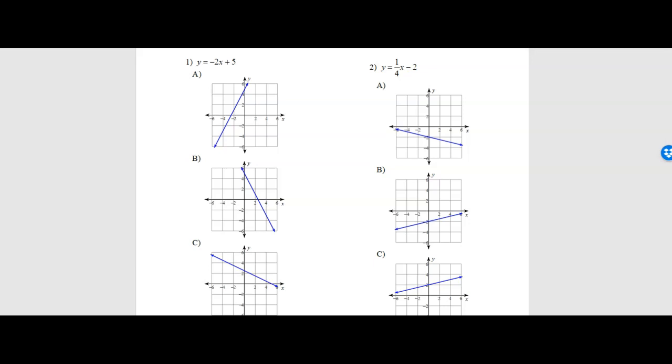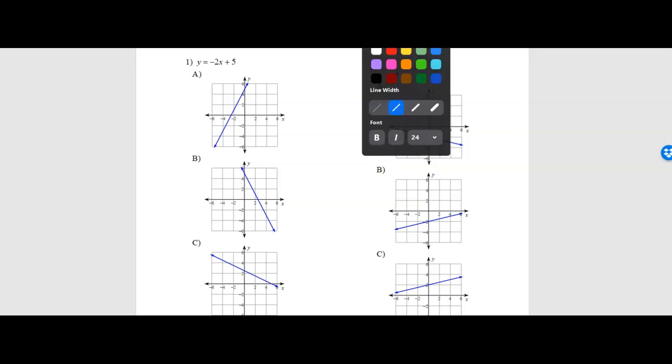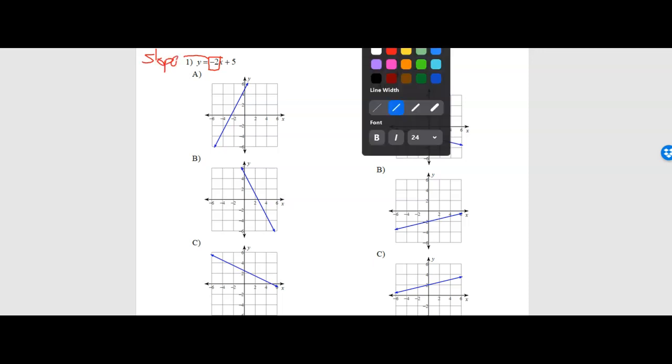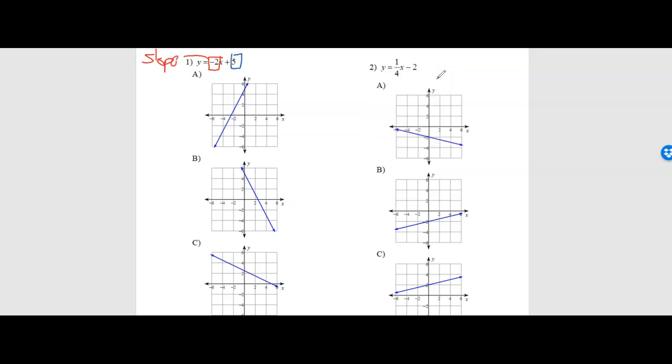Okay, so for number 1, we're going to identify the slope and the y-intercept. Right? We know our slope is -2. And our y-intercept is +5. Now, you don't have to graph this, right, on your own. You just have to identify which graph is correct. So let's do an easy process of elimination. Which graphs do not have +5 as their y-intercept?